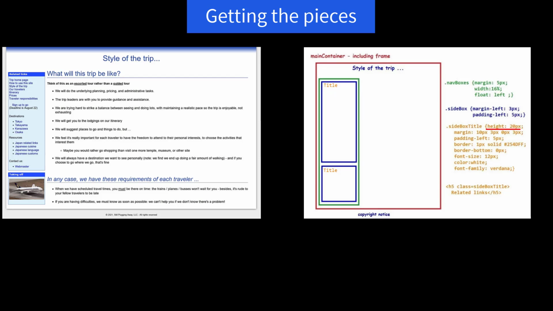The height of the H5 element will be 20 pixels. This is the line containing related links. The margin values say the box with related links will be down 10 pixels from the top of the containing side box with 3 pixels of space on the right and left and no extra spacing on the bottom.